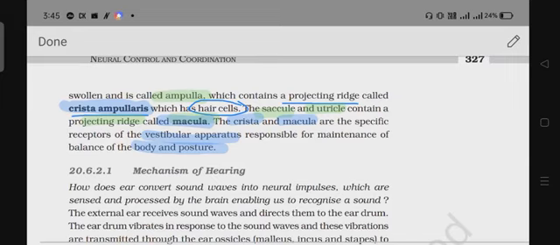Like I have told you, the ear has two basic functions. One function is hearing, that is the basic function. The second function is to maintain the correct body posture. We have discussed this.